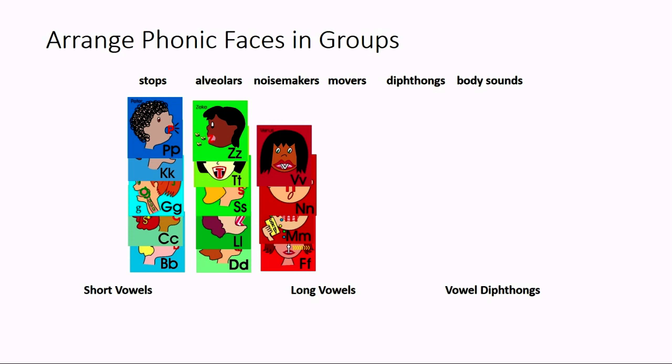V. So this is the same as F, except F is voiceless and V is voiced. F, v, f, v. For both of those, you're biting your lip a little bit. And then ung, ung, ung. Song, sung.